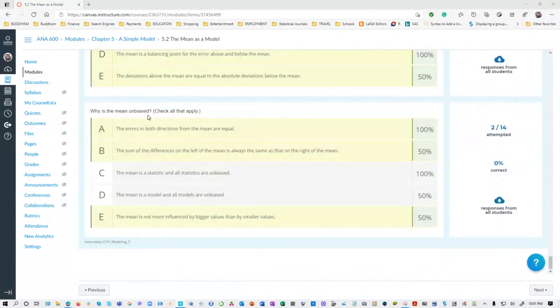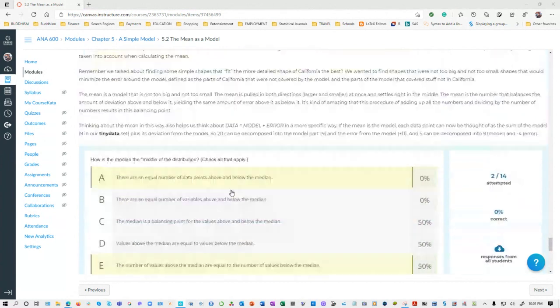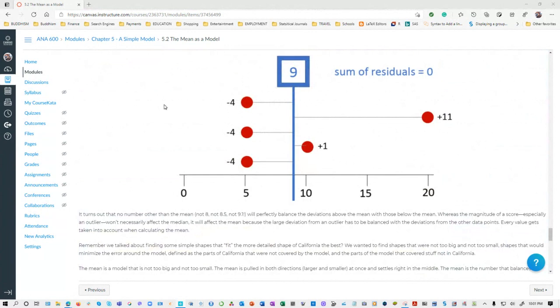Why is the mean unbiased? Oh, that's a new word, unbiased. The errors in both directions from the mean are equal. The sum of the differences on the left of the mean is always the same as that on the right of the mean. The mean is not more influenced by bigger values than by smaller values. Unbiased means the errors in both directions from the mean are equal. See, errors from this side and that side, if they are equal, we say unbiased.